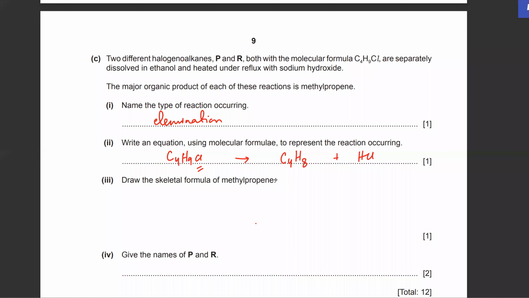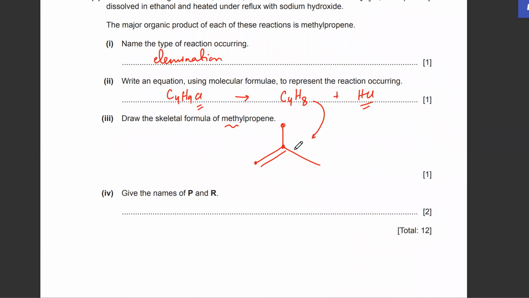So propene is 1, 2, 3. There's a double bond, propene, and methyl. Methyl means on the second one there's a methyl group, one carbon atom. And he's saying give the names of P and R. Now methyl propene was formed जब HCl remove हो चुका था. ठीक है. So what would be the molecule before this happened?